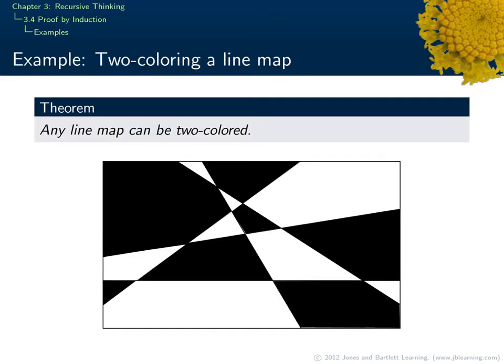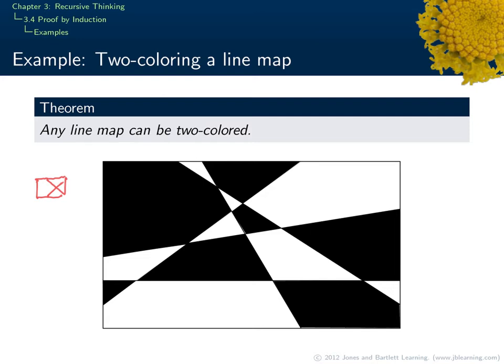Okay, in the last video, we talked about line maps. And remember, a line map is a recursive object where you start with a blank rectangle. That's a line map. And then you can form another line map by just simply adding a segment. That's a new line map. And then you get another line map by adding another segment across the rectangle, and so on and so forth.